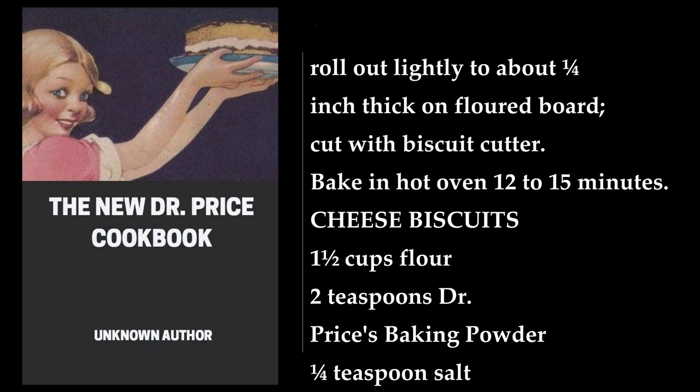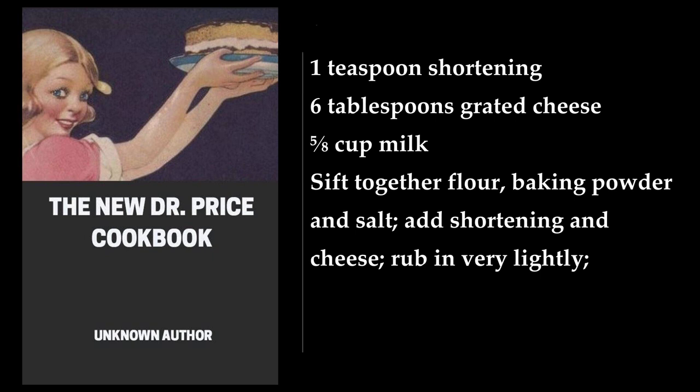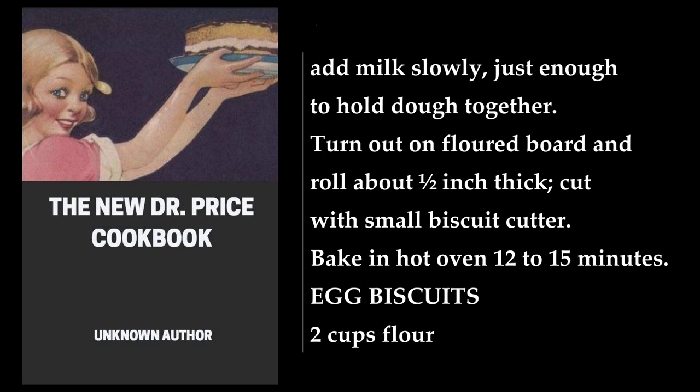Cheese biscuits. 1½ cups flour. 2 teaspoons dry Price's baking powder. 1/4 teaspoon salt. 1 teaspoon shortening. 6 tablespoons grated cheese. 5/8 cup milk. Sift together flour, baking powder and salt, add shortening and cheese, rub in very lightly. Add milk slowly, just enough to hold dough together. Turn out on floured board and roll about 1/2 inch thick, cut with small biscuit cutter. Bake in hot oven 12 to 15 minutes.